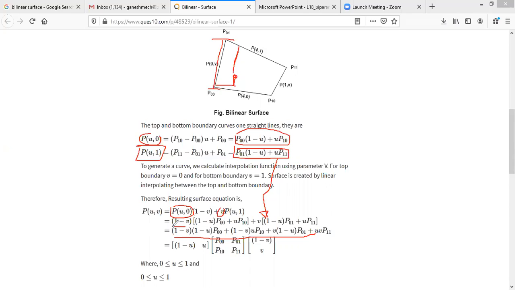So this is the equation after opening the brackets for any point on the surface, that is within the four boundaries. Now that can be represented in a matrix form. So 1 minus u and u, close the bracket, and then we have p00, p01, p10 and p11, and then another matrix of 1 minus v and v. Wherever u is between 0 and 1, the value of v is also between 0 and 1, that is from 0 to 100%. So this is the generalized equation for the bilinear surface, where we can find any point on the surface within the boundary by using interpolation.